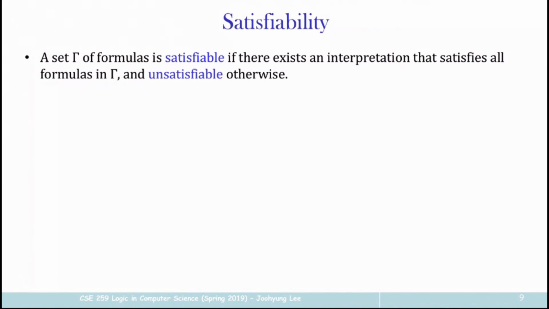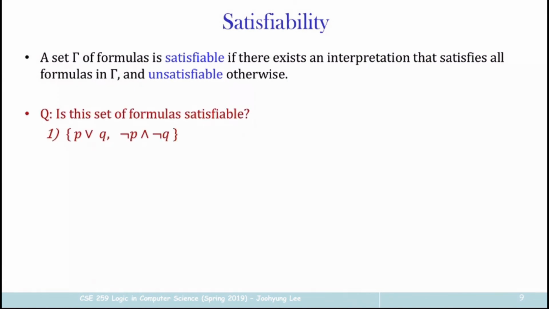The notion of satisfiability can be extended to a set of formulas. Before, we talked about a single formula being satisfiable or not, but we can also talk about a set of formulas. The definition says that a set of formulas is satisfiable if there is one interpretation that makes all formulas in the set true. If you cannot find such an interpretation, that means this set is unsatisfiable.